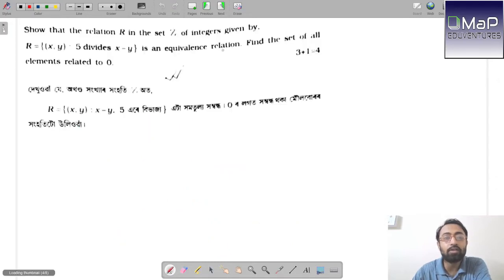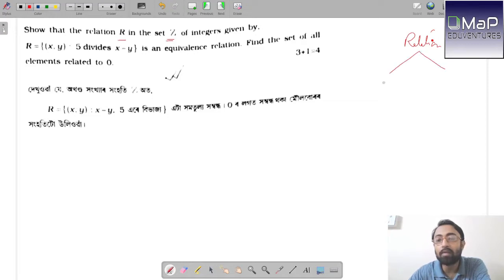All right, next question. Okay, so the next question says: show that the relation R on the set of integers is an equivalence relation. As I told you in a previous question discussion, when a relation question comes, there are two important parts: the set and the definition of the relation. Here the set is defined, the set of integers, and the definition of the relation is also given.